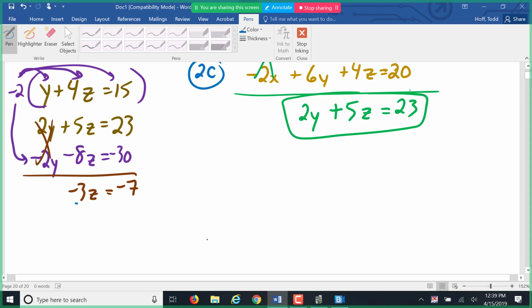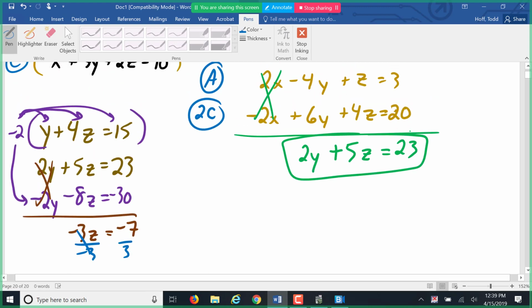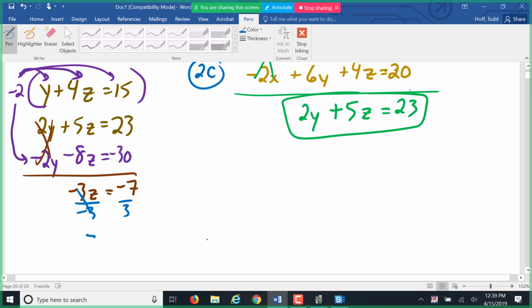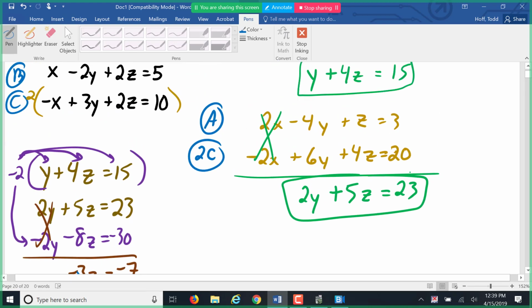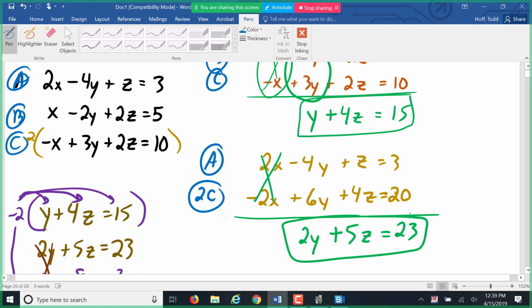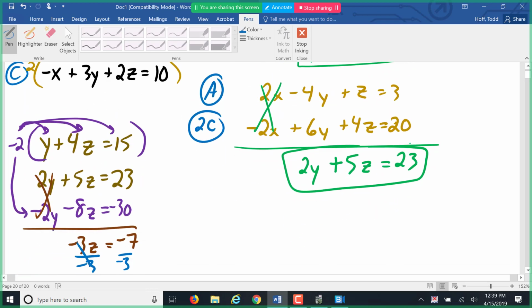So now we divide by negative 3 to get z equals 2 1/3. Anybody else come up with that? Yes? Okay. I wasn't trying to be that mean. I was trying to make those come out to whole numbers.